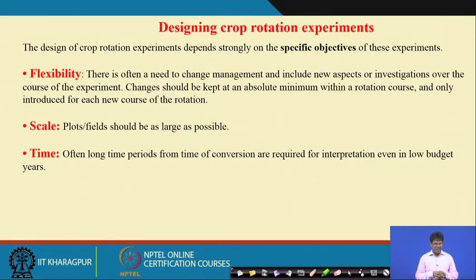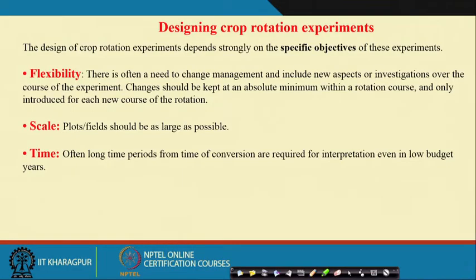Then scale also. It is better to have the plot and field as large as possible, because when you go for large scales, that means farmers' fields and not just small plots in the experiment, it should address the large scale that can be scaled up to a larger area. And the time, as you go for organic farming or the rotation design, is a time-taking process.